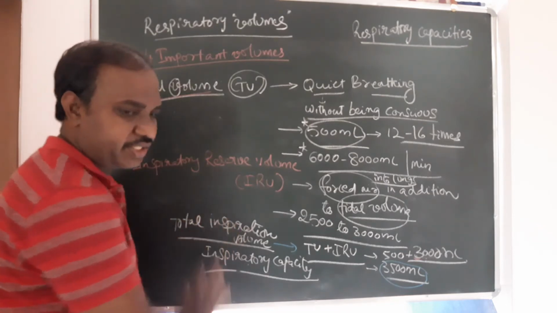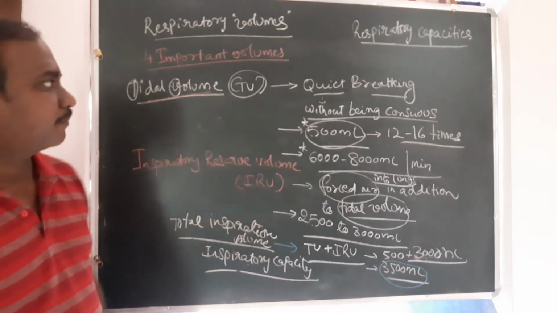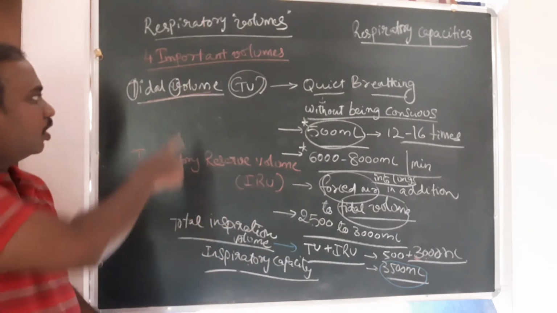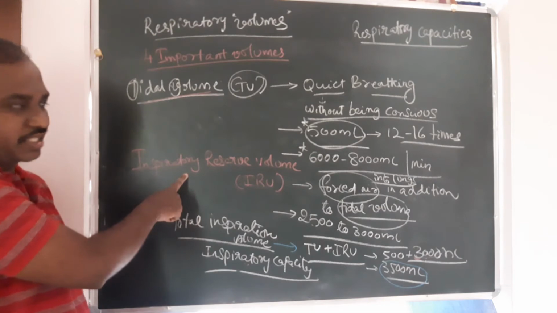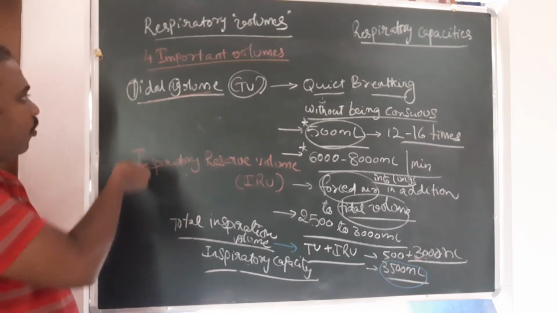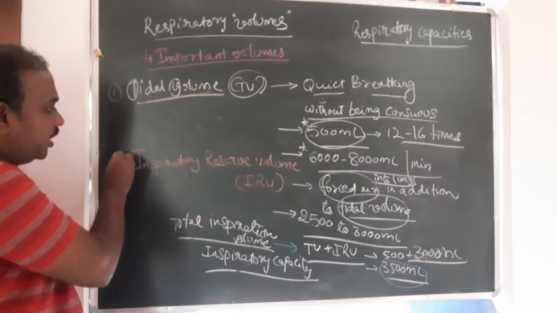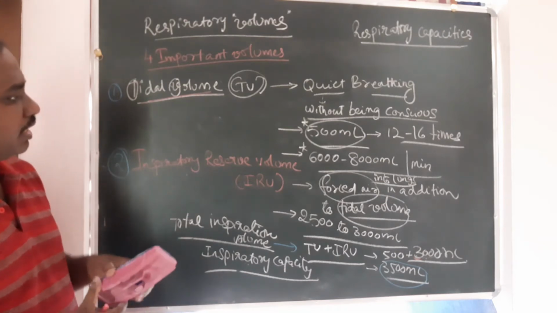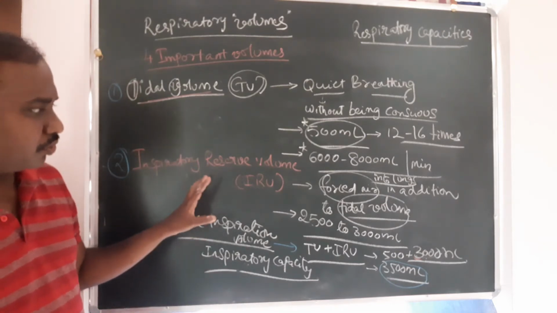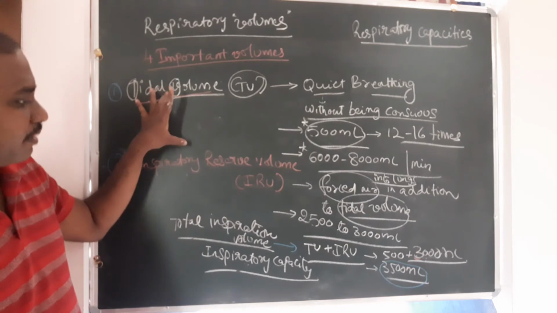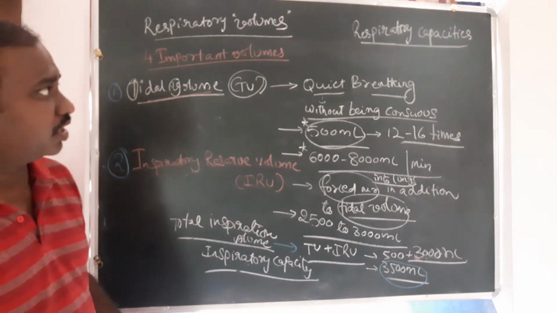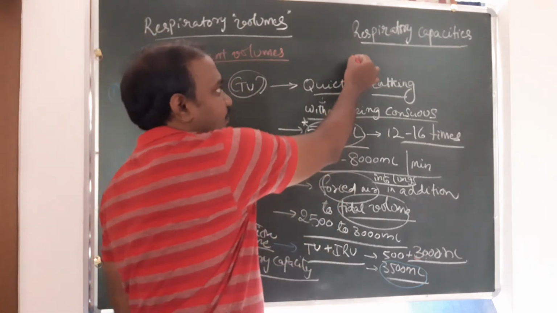So I am just erasing this. So hopefully we are clear. So 4 volumes I said, we have discussed 2 volumes only. Volume 1, tidal volume, and we have seen the inspiratory reserve volume. Please be careful about the volumes and capacities. I am not including this, so this is part of the capacity, right?